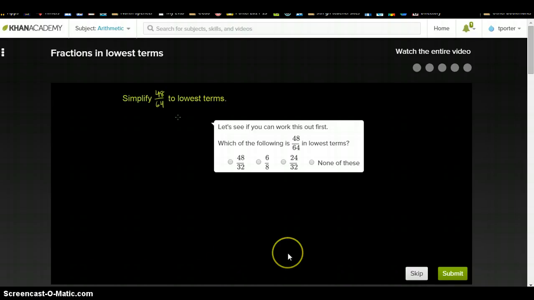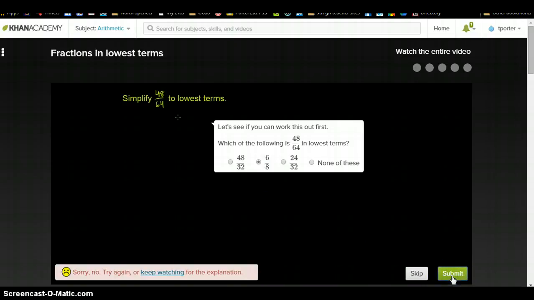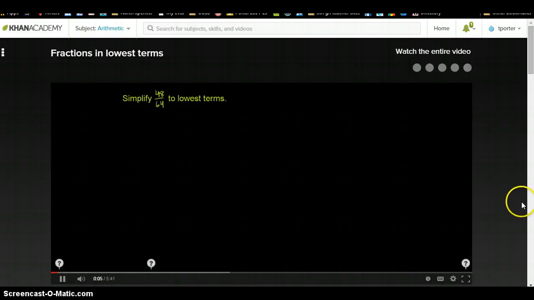Well, no, I'm going to make a guess. I'm going to say 48/64 in lowest terms. I don't know. Would you guys agree with me? Maybe it's 6/8. Yeah. Let's pick that one. All right. Submit. Oh, he said no. So let's find out why we're wrong. Let's keep watching.